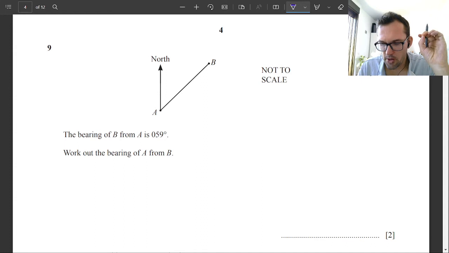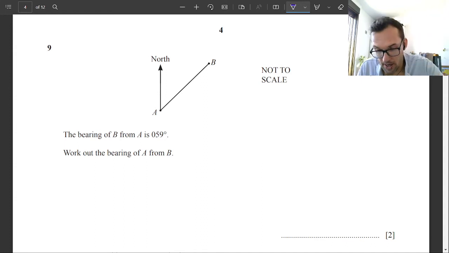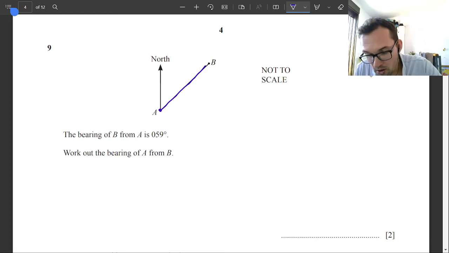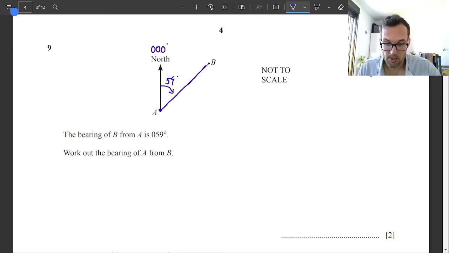First of all, the bearing of B from A. When it says from A, imagine you are at A. We're at A, and we're going to B, flying a plane, sailing a boat, going to B. And the bearing is 059, meaning going from north, which is always 0 degrees, or 0, 0, 0 degrees, because it's 59. That is 59 degrees, or the bearing is 059. So that's 59 degrees. Remember that.